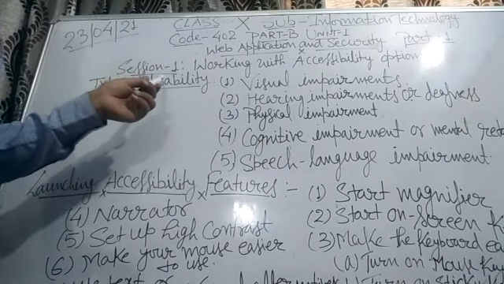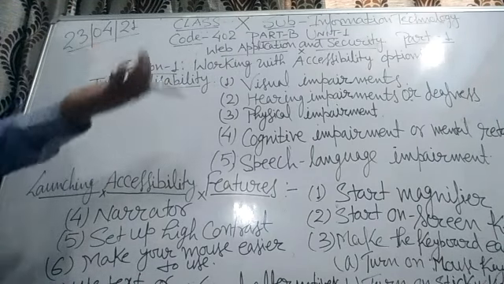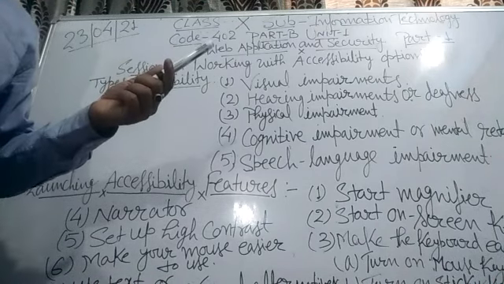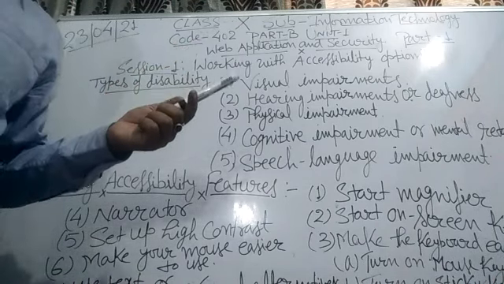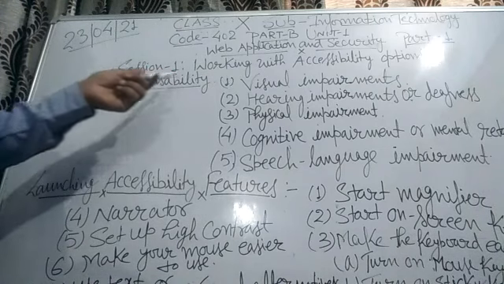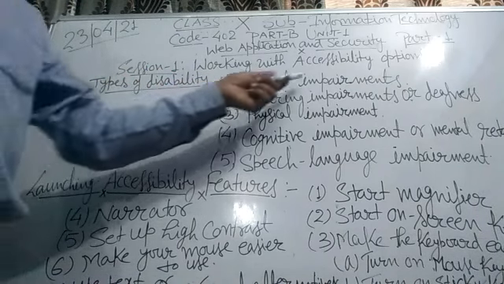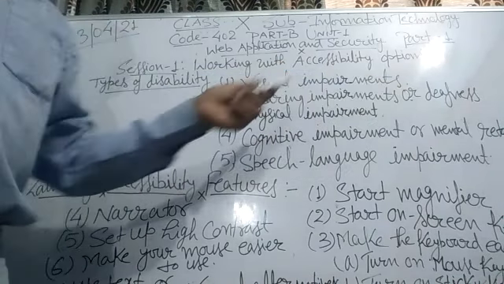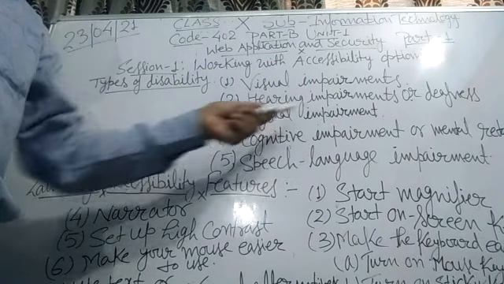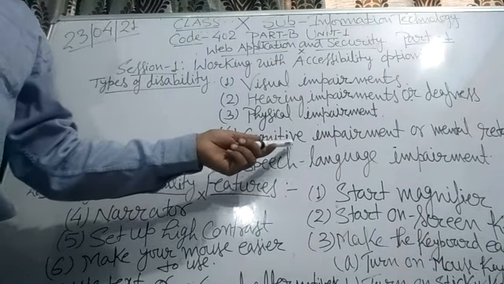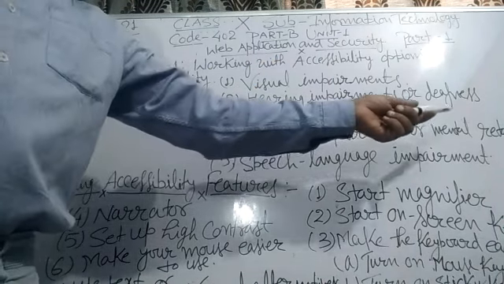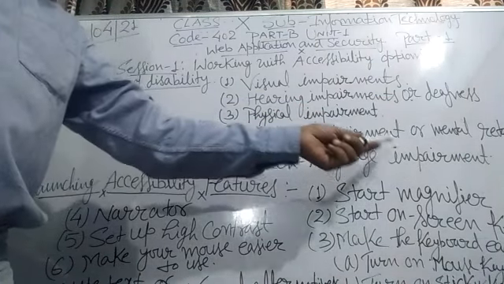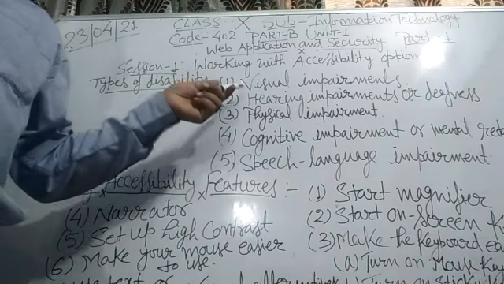Next I am going to discuss the various types of disability or impairment which affect computer accessibility. There are many types of disability. First is visual impairments. Second, hearing impairments or deafness. Third, physical impairment. Fourth, cognitive impairments or mental retardation. Fifth, speech language impairment. Now I am going to discuss one by one.